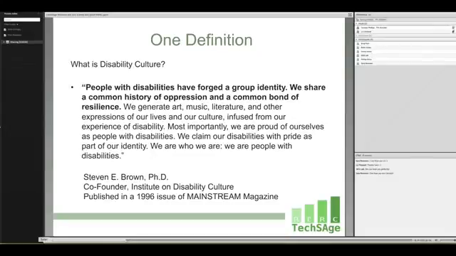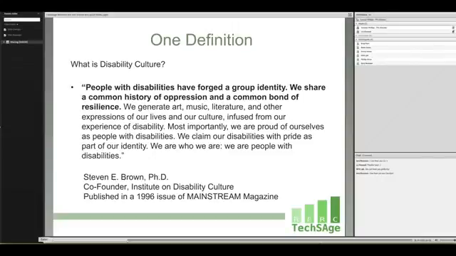It says, people with disabilities have forged a group identity. We share a common history of oppression and a common bond of resilience. We generate art, music, literature, and other expressions in our lives and our culture infused from our experience of disability. Most importantly, we're proud of ourselves as people with disabilities. We claim our disabilities with pride as part of our identity. We are who we are. We are people with disabilities.